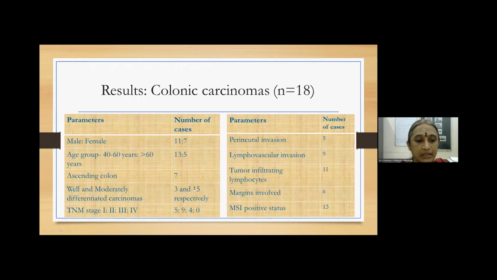In the TNM staging, there were 9 patients falling into stage 2. Once again, lymphovascular invasion was seen in 9 patients, and tumor infiltrating lymphocytes were seen in 11 out of 18 patients. The microsatellite instability was positive in 13 cases out of 18.